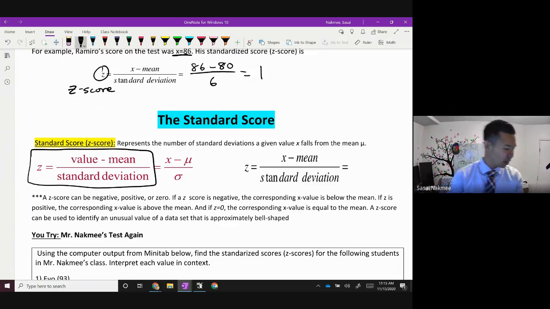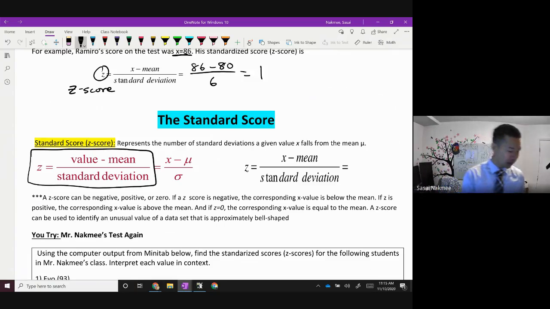Okay, a z-score can be negative, positive, or 0. If a z-score is negative, then the data value you're looking at is below the average. If it's positive, then the data you're looking at is above the average. And if it's 0, which is really neat to see, that means that the data you're looking at is exactly equal to the mean. You're doing perfectly average compared to everyone else.